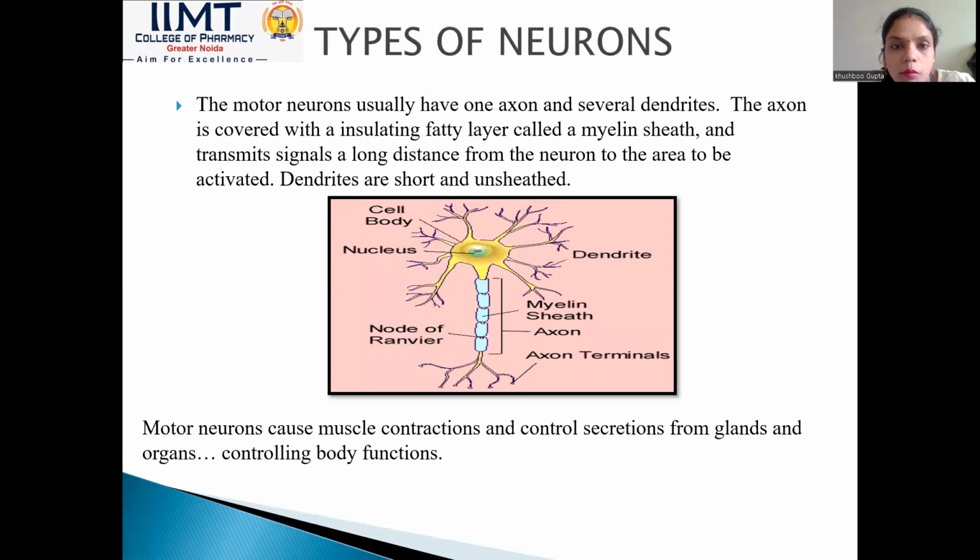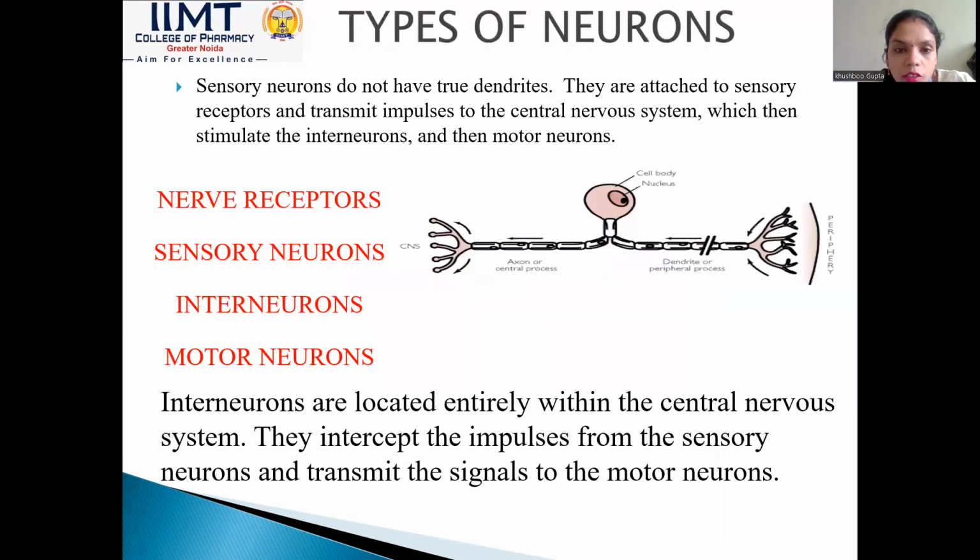The types of neurons are motor neurons, which have one axon and several dendrites. The axon is covered with an insulated fatty layer, known as the myelin sheath, and it transmits the signal from one area to another. They are short and unsheathed. Motor neurons cause muscle contraction and control secretions from glands and organs. They also control various body functions. The types of neurons are sensory neurons, motor neurons, and interneurons.